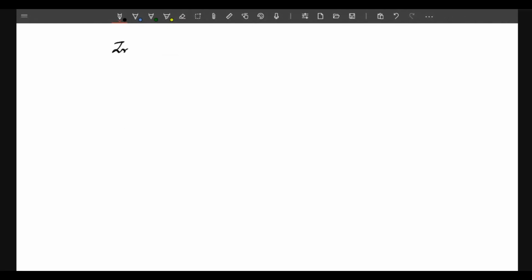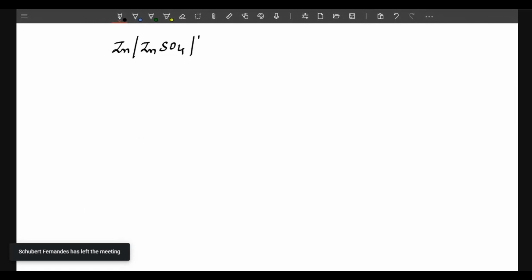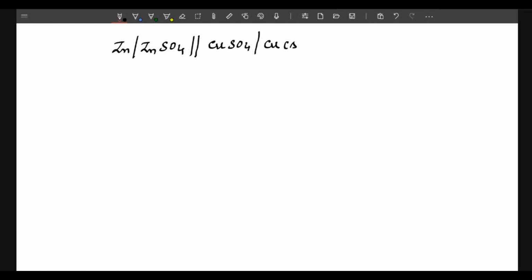We represent it as zinc bar, zinc sulfate, and the salt bridge is represented by a double bar, then copper sulfate bar copper. The copper is a solid. Here the concentration should be mentioned, and here also the concentration should be mentioned; the solid is an electrical contact. What does it mean? It is common practice to write the anode on the left-hand side and the cathode on the right-hand side. How to remember this?